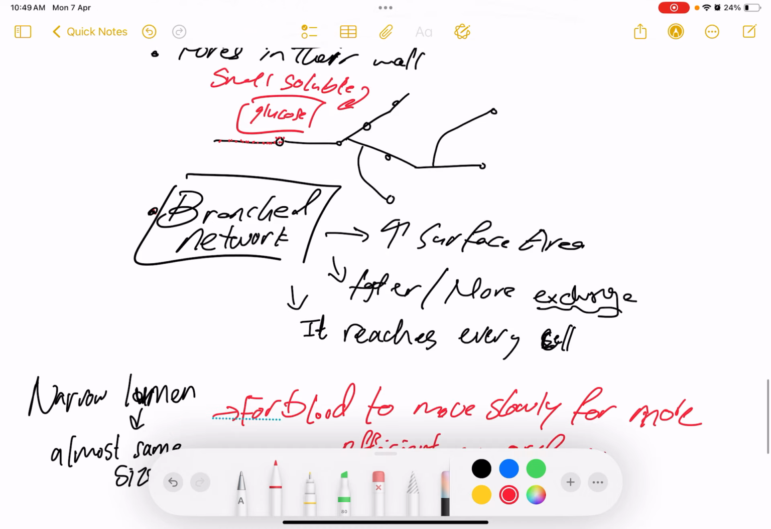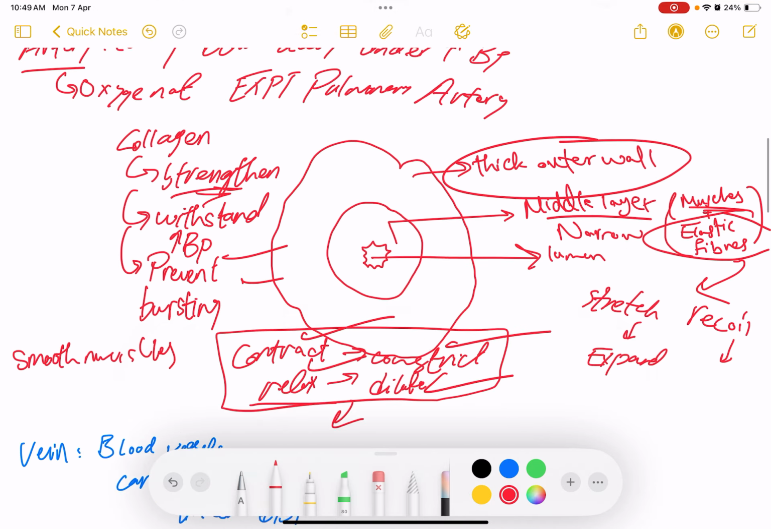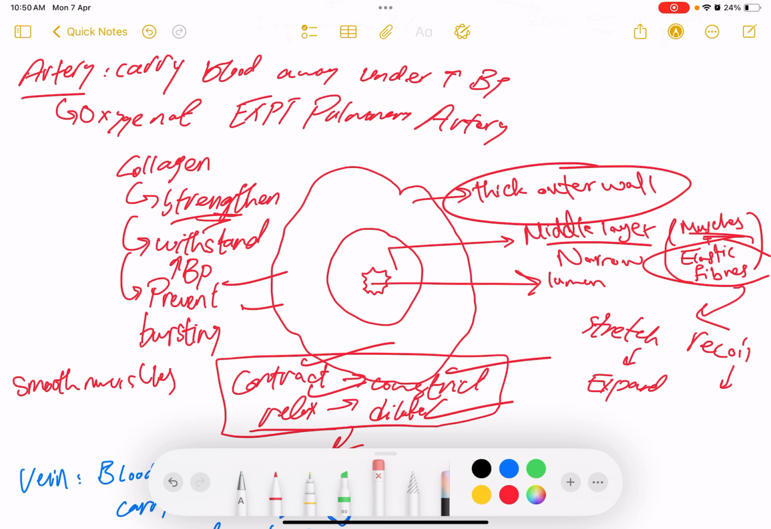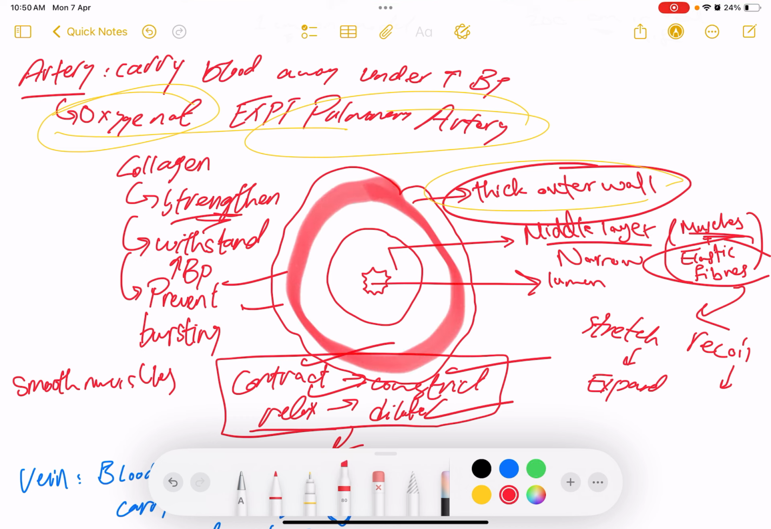And let's recap for the arteries. Arteries carry blood away under high blood pressure, carry oxygenated blood. All arteries carry oxygenated blood except pulmonary artery. I have thick outer wall, which is this part. Then this is the middle layer. The middle layer contains smooth muscles and elastic fibers. Then I have the narrow lumen, which is this part.